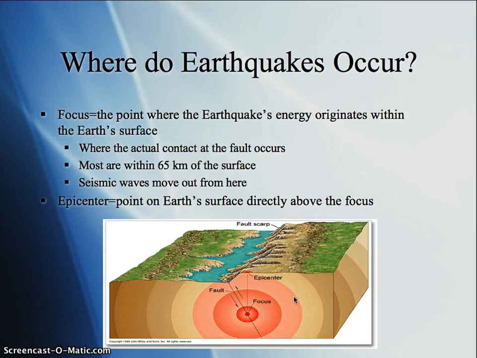So where do earthquakes occur? Well, you have two different terms: focus and epicenter. The focus is the point in the Earth where the earthquake's energy originates within the Earth's surface. So the focus is down here on the fault line. They're usually within the first 65 kilometers of the surface, and the seismic waves move out from there in a rippling effect. The epicenter is the town or area directly above the focus.